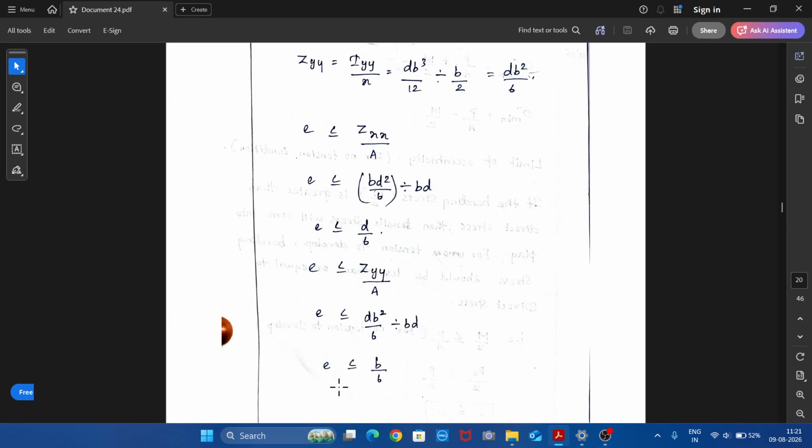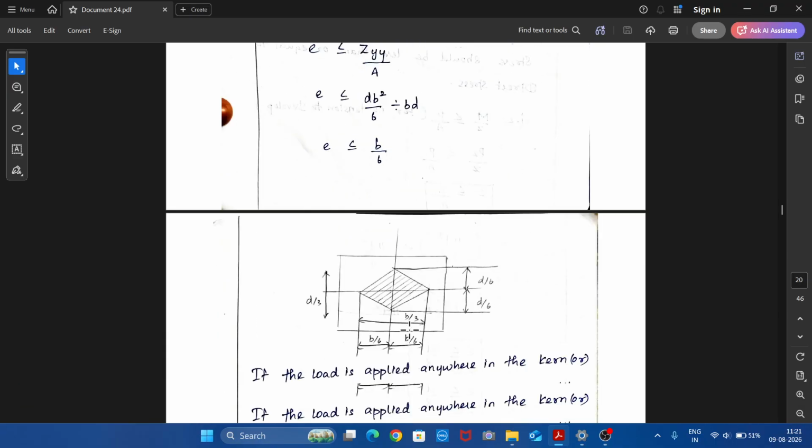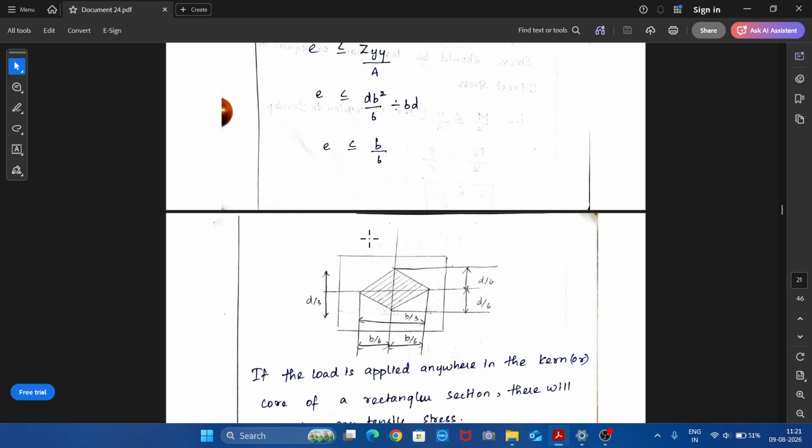Therefore, eccentricity should be less than or equal to b by 6. So let us plot this in a rectangular section. This is the x axis and this is the y axis. With respect to the x axis, the limit of eccentricity is d by 6 on either side. So here d by 6, here d by 6. So mark d by 6 on either side of the x axis. Similarly, with respect to the y axis, mark b by 6 on either side of the y axis.